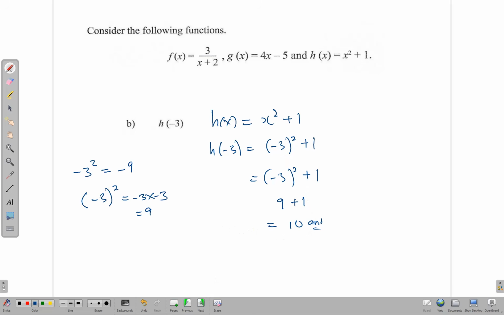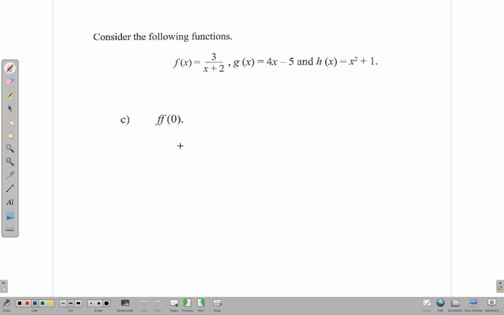And we're moving on quickly to the next part, where we're finding f of f of 0. Now, this is a compound value, we need to find f of 0 first and then put that value back into the same function. So f of x, remember, up here is equal to 3 over x plus 2. Now if we find f of 0, we are going to substitute 0 in there, so we get 3 divided by 0 plus 2, which is 3 over 2. Now we're going to take this value and put it back into the function.